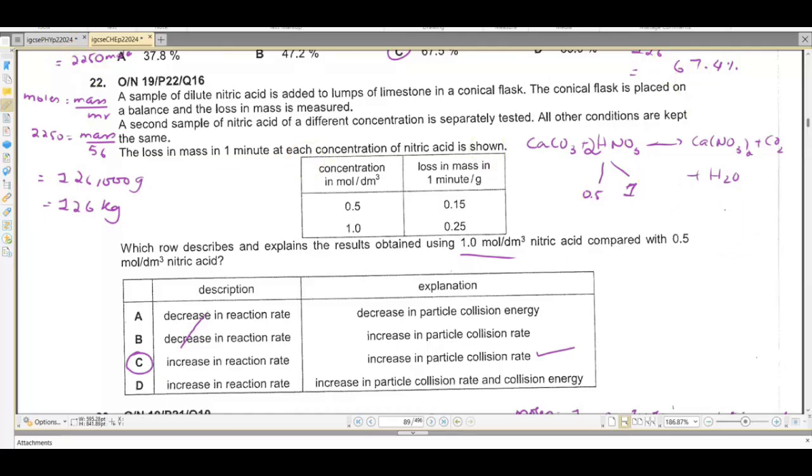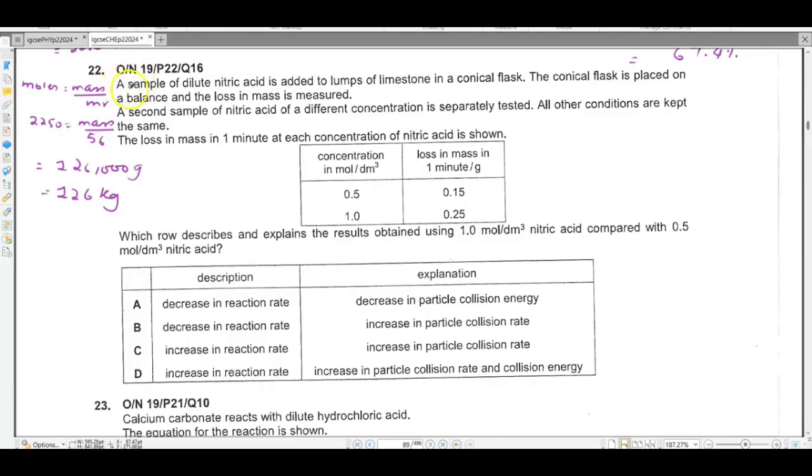So let's start. Question number 22. A sample of dilute nitric acid is added to lumps of limestone in a conical flask. The conical flask is placed on a balance and the loss in mass is measured. A second sample of nitric acid of different concentration is separately tested. All other conditions are kept the same. The loss in mass in 1 minute at each concentration of nitric acid is shown.